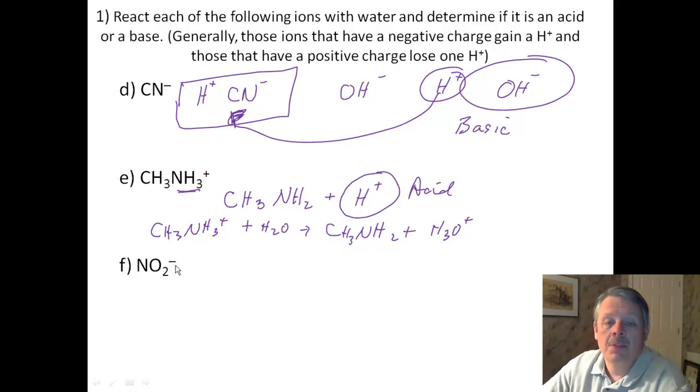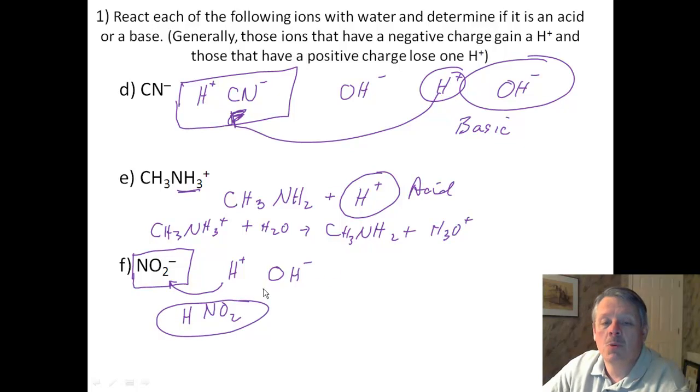All right, we have over here a nitrite ion. It has a negative charge, which means it is going to tend to attract an H plus ion. So again, in water you have H plus and OH. The NO2 attracts the H plus, so you end up with HNO2 as a compound in the water, which leaves the OH ions just floating around. So this would be a basic solution.